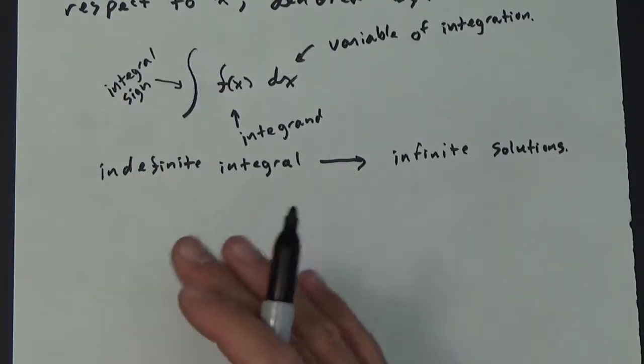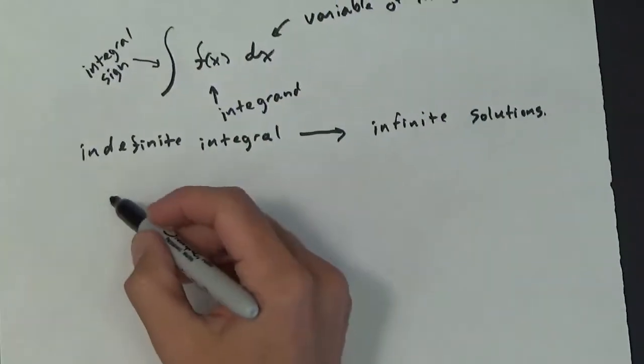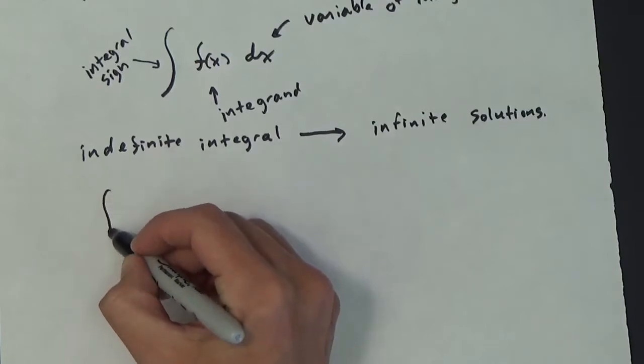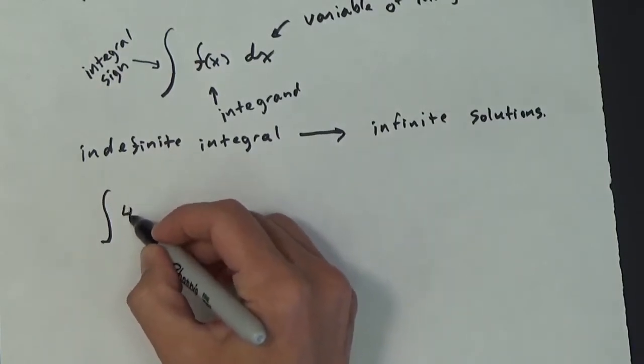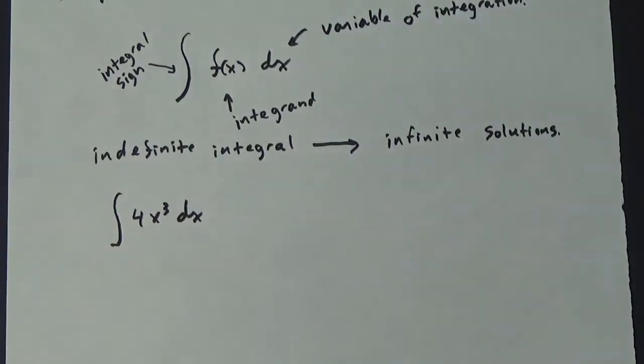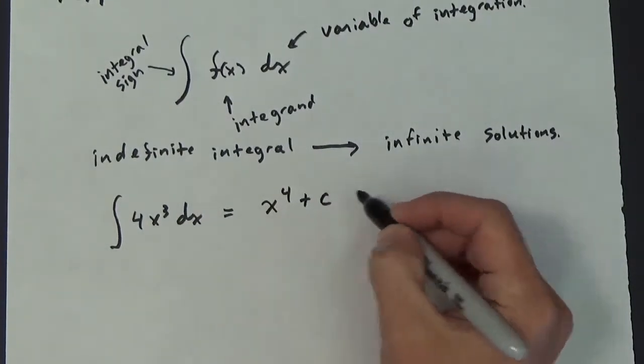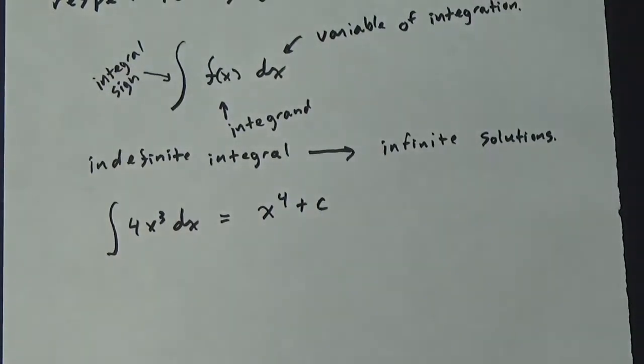So now we can do the following. We've been working with this example, f of x equals 4x cubed. Now we can officially write the following. If we want the integral of 4x cubed dx, so let's say you see that on a test, or in the book, this is actually a question asking you to find the antiderivative of 4x cubed. And when you do that, you end up with x to the fourth plus c. Now we have answered our first integration problem.